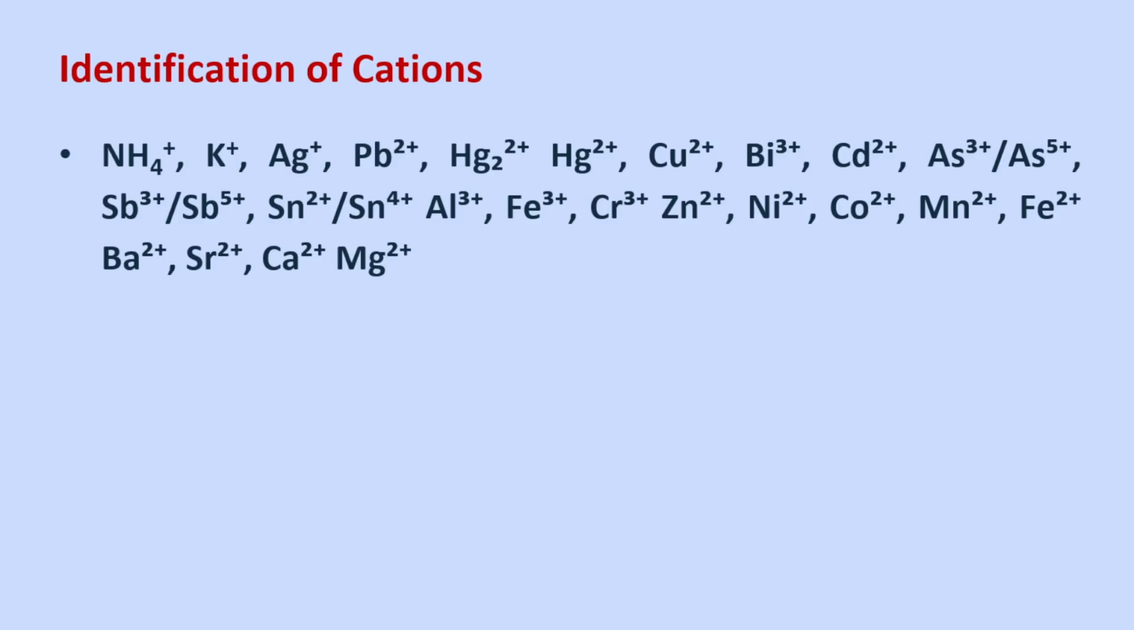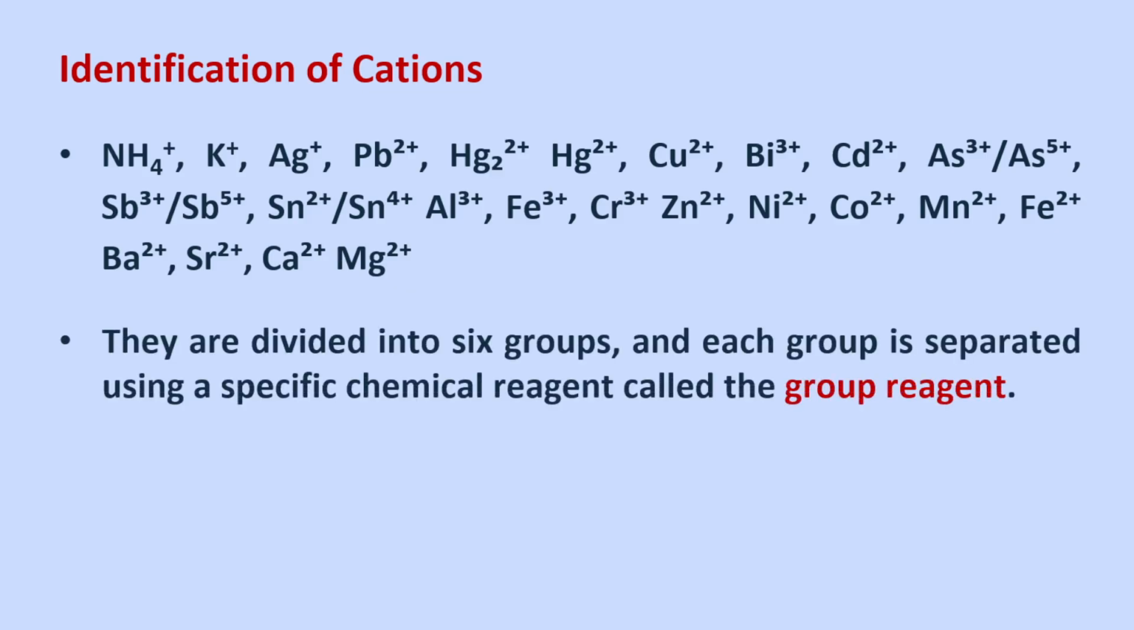This is the list of cation commonly identified at academic levels. Some of these basic radicals present in a mixture can be identified using the preliminary test discussed in the previous video of this series. Now let us understand how basic radical or cation are identified in qualitative analysis.